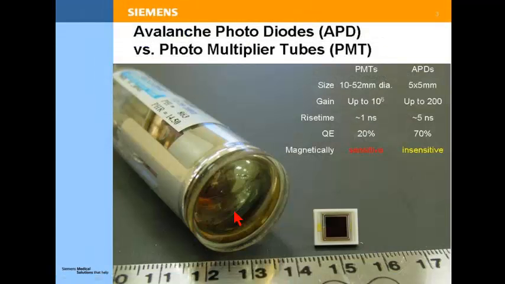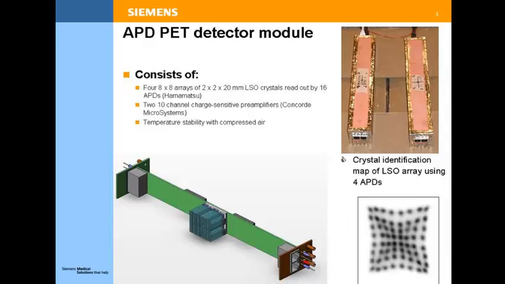What are the properties of these photomultipliers and APDs? Looking at the size, they are much smaller, the gain is faster, the rise time is a little bit slower, and they are not sensitive to MR. But on the other hand, with this technology, you can't do full PET MR. You can't do time-of-flight PET MR imaging.